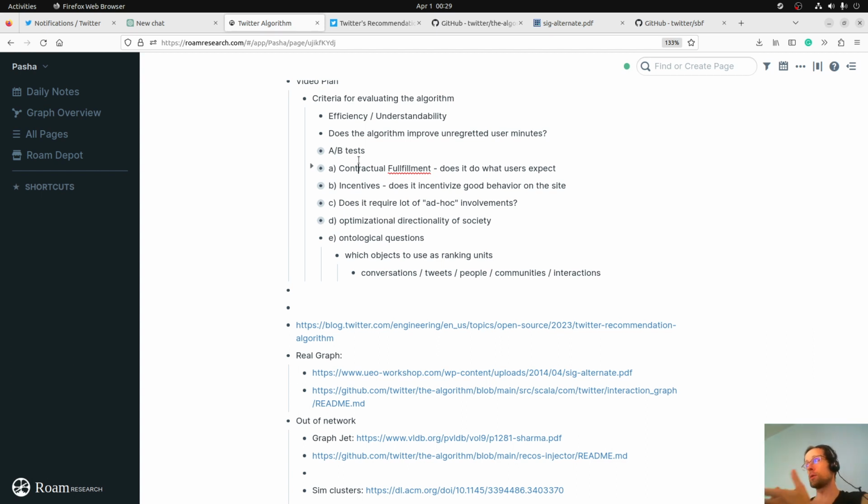Are we looking at the likes? Are we looking at time spent on the site? If they're looking at likes, then this is a good thing. If they're looking at time spent on the site, this is a bad thing. It's basically my take, partially because likes are probably more correlated with unregretted user minutes than time spent, which is maybe negatively correlated with algorithm usage.